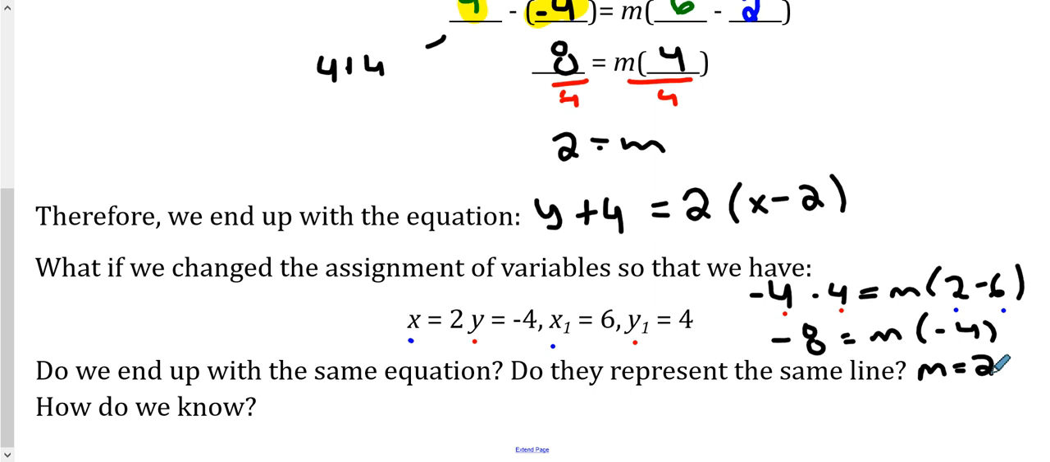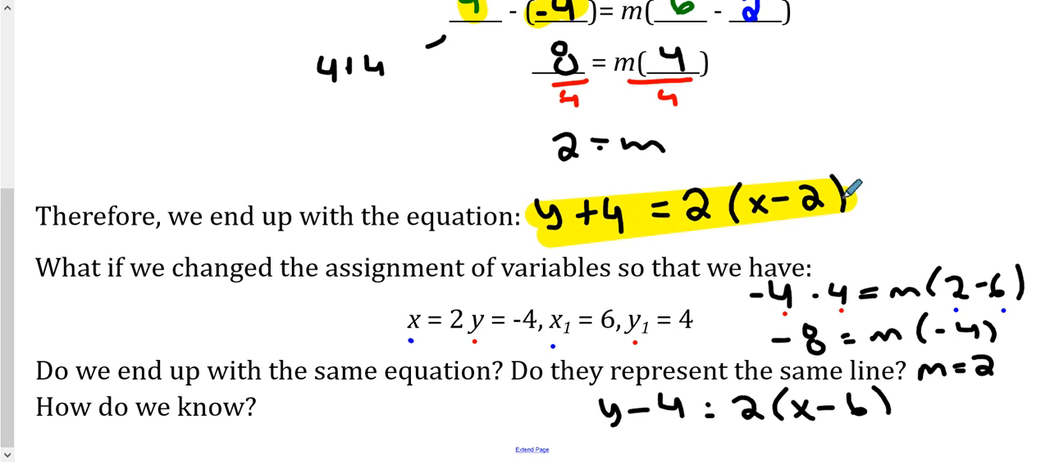And I can write it a little different as well. If I decide to write it as y minus 4 equals 2 for m, x minus 6, my equations look different. If I look at my 2 results, this is supposedly talking about a line, and this is supposedly talking about the same line.